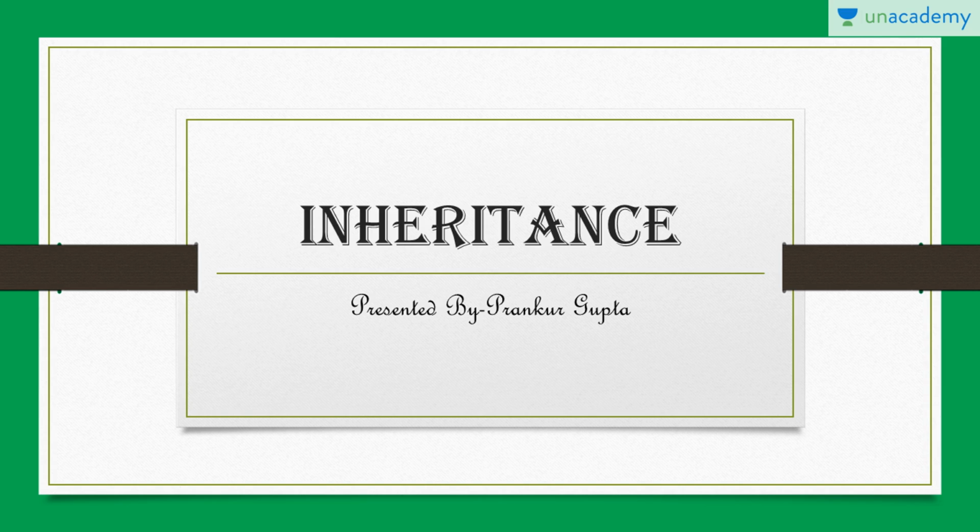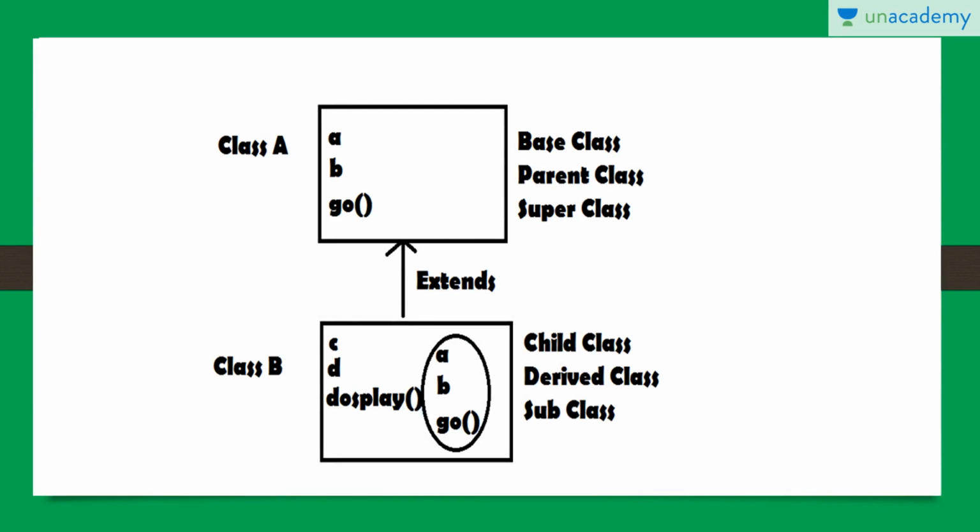Now a class which is acquiring all the data members and methods of another class is known as a derived class, and a class which is getting inherited, which is giving its data members and methods to another class, is known as a base class. Now let us see with the help of an example.